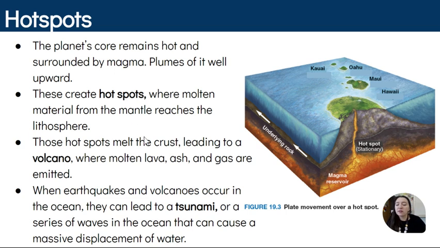So these hotspots melt the crust, leading to a volcano where molten lava, ash, and gas are emitted. Hawaii has a lot of very active volcanoes. When earthquakes and volcanoes occur in the ocean, they can lead to a tsunami, or a series of waves in the ocean that can cause massive displacements of water. So we've had some pretty serious tsunamis within the last few years.